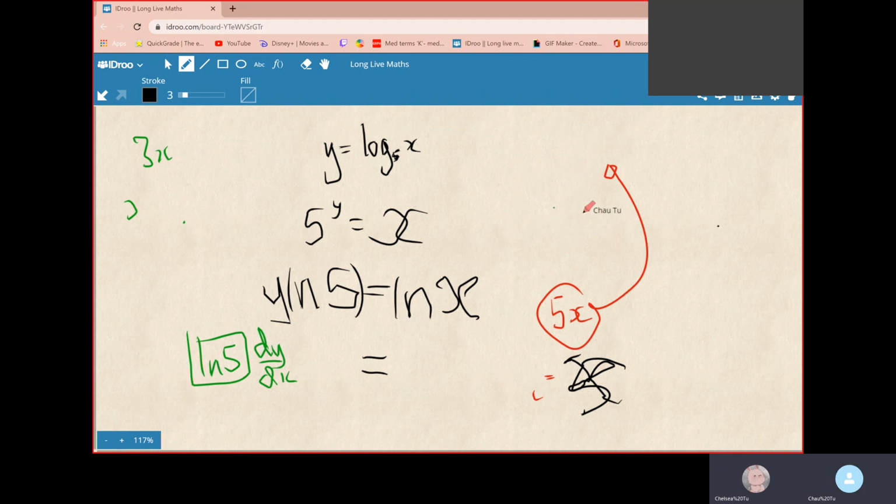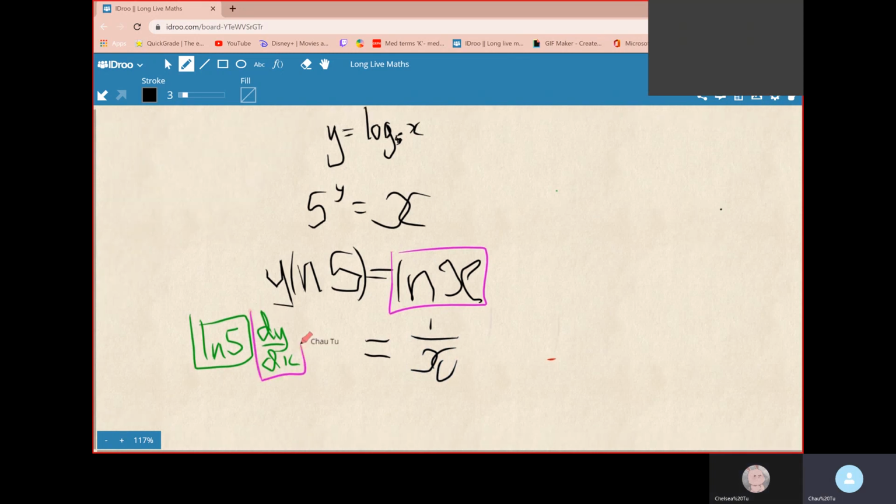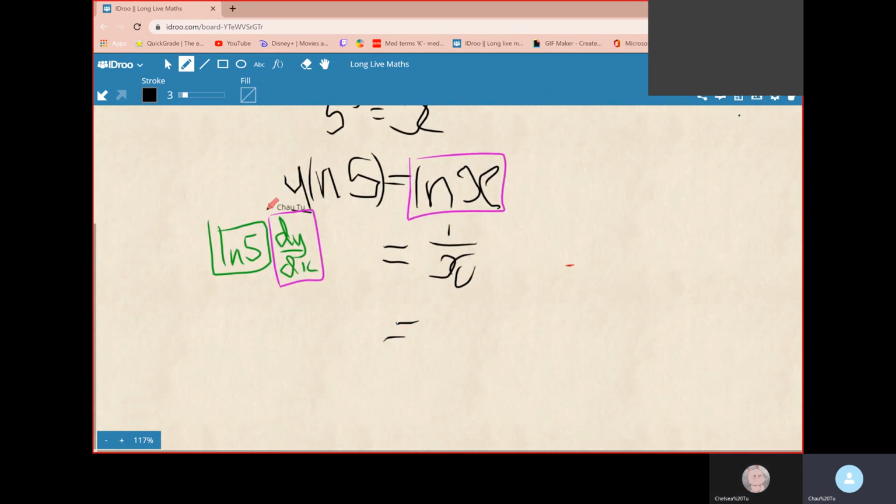Differentiate the right hand side, Chelsea. How do you differentiate this? Concentrate on dy by dx. You're trying to get dy by dx on its own. What do you do to both sides? Divide by ln5. So what does that then give you?